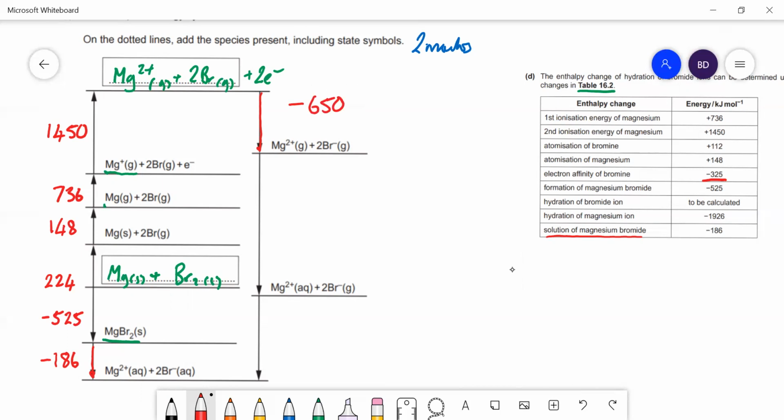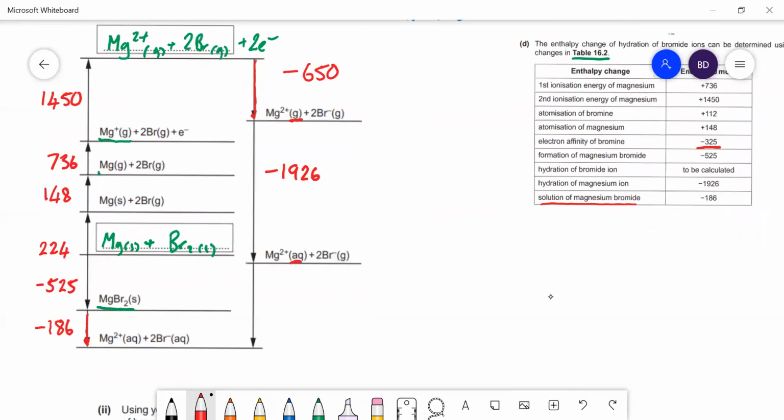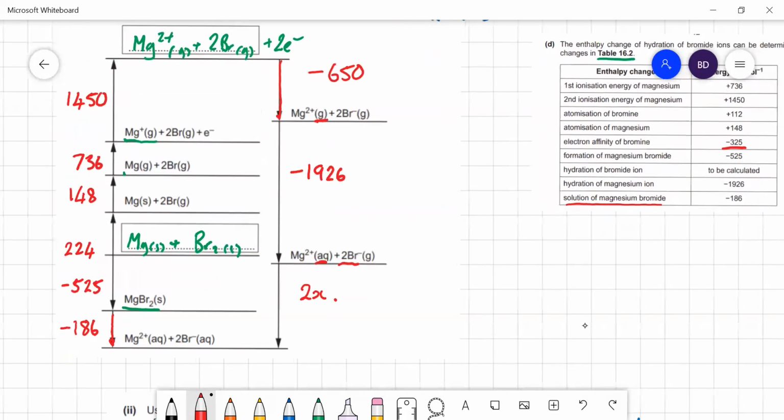Here, all we are doing is, this one, magnesium ions gas and magnesium aqueous, so that's a hydration of magnesium ions. That is minus 1926. And then this bottom one, all we're doing there is hydrating 2 moles of bromide ions. Let's call that X. Let's call that 2x. Now we're going to add up everything on this side.